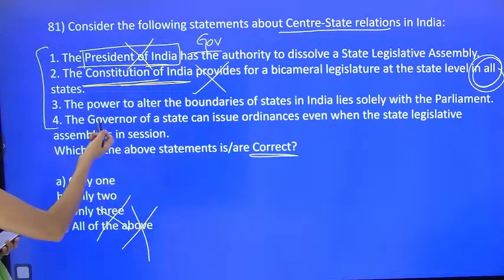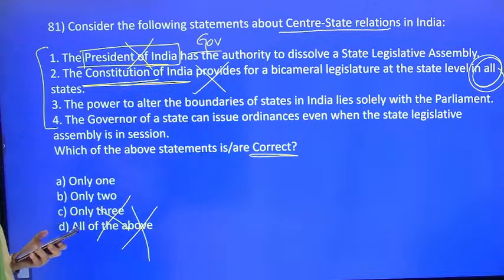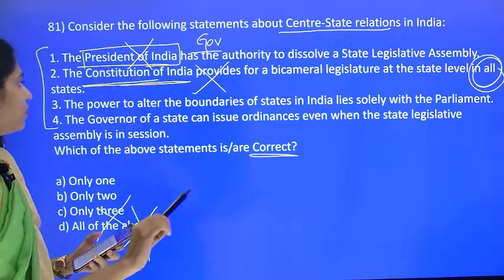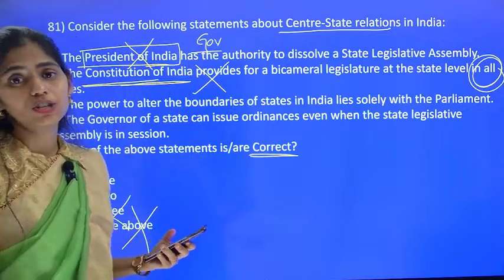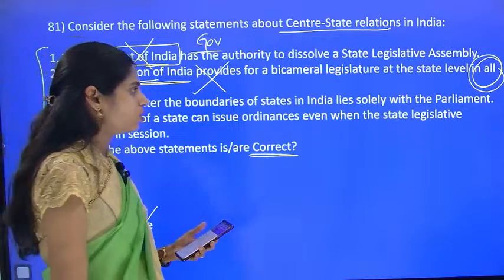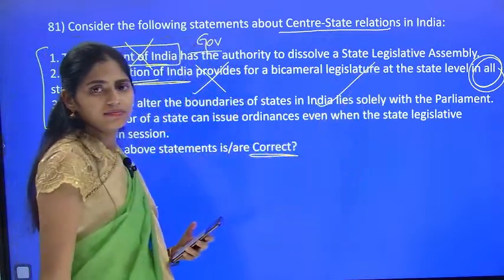And next one is the power to alter boundaries of states in India lies solely with Parliament, because we can change the boundaries of states by using a simple majority. We are not taking the consideration of states into account. Yes or no? So this statement is correct.